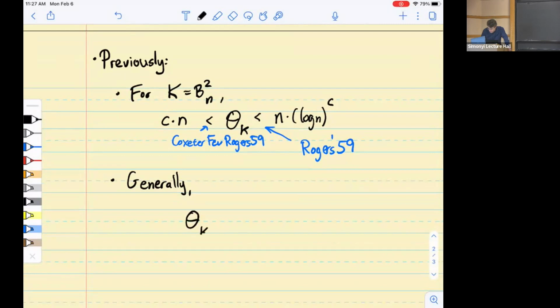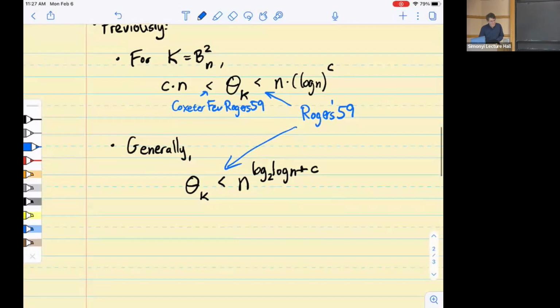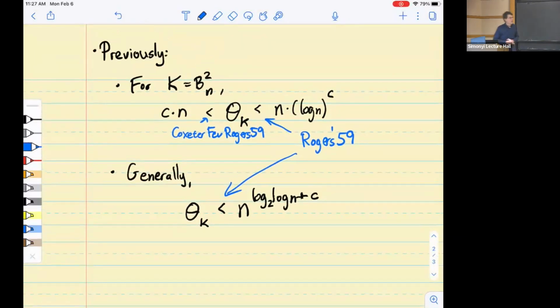Rogers was able to show another result, that it's at most n to the log base 2 log n plus c. Okay, so this is worse. This is not polynomial. It's slightly super polynomial, and that's been the best bound for many years. Again, the same paper, I think. He had many papers during those years. These upper bounds are lattice coverings.